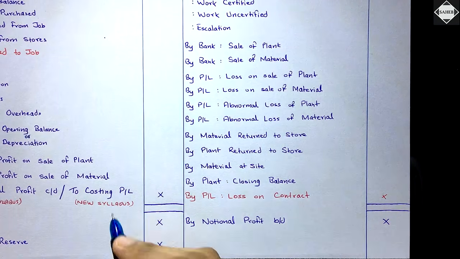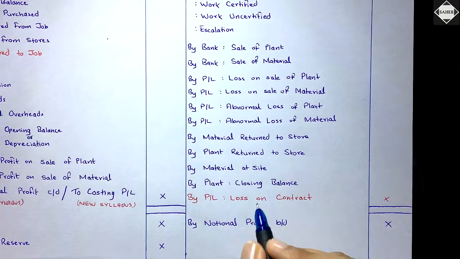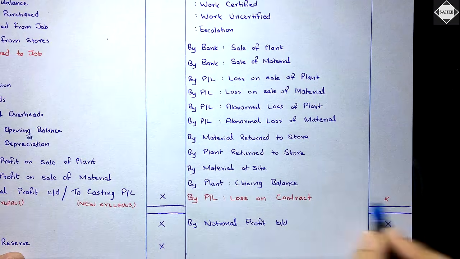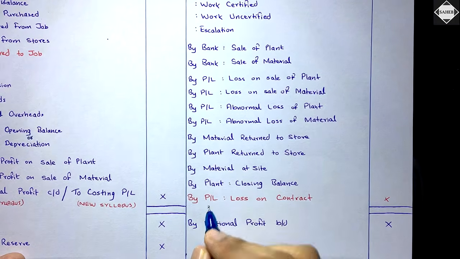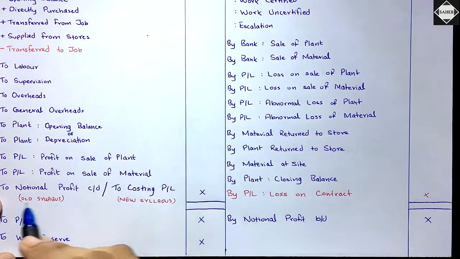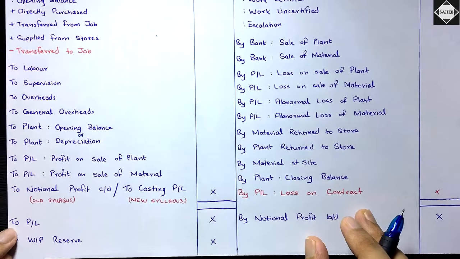Now the new syllabus students also have to pay attention properly, because if you are doing any graduation courses such as BCOM, BBA, BAA, whatever it is, you have to understand this properly. If you get a balancing figure on the credit side, then it will come over here to costing profit and loss, loss on contract, simple as that. And if the profit comes, if you get a balancing figure on the debit side, then it is different for the new syllabus students, the CA Inter students, the IPCC students, and the BCOM students also.